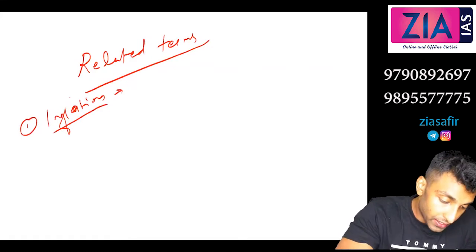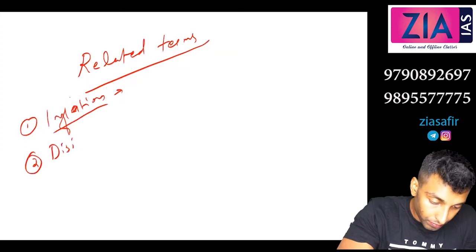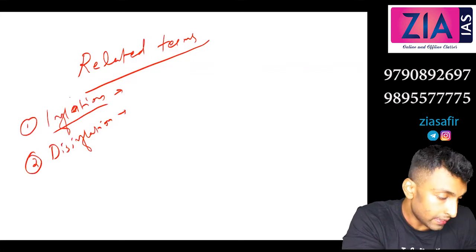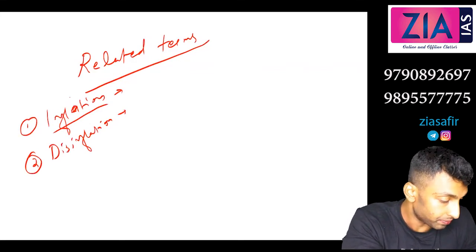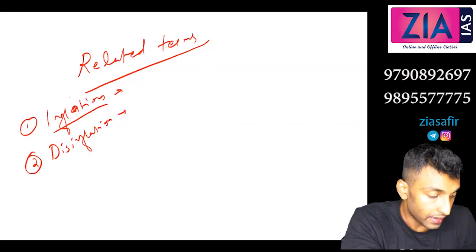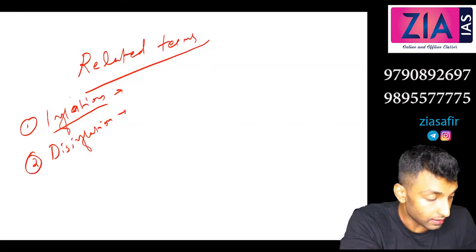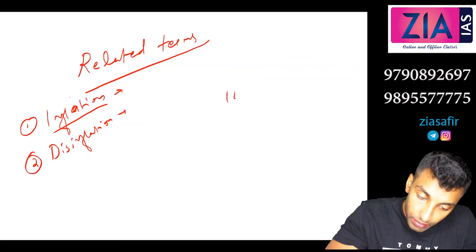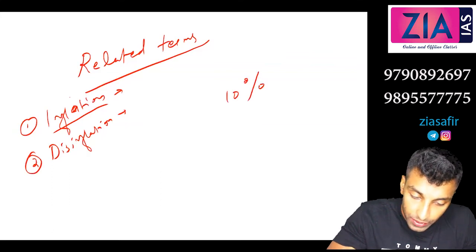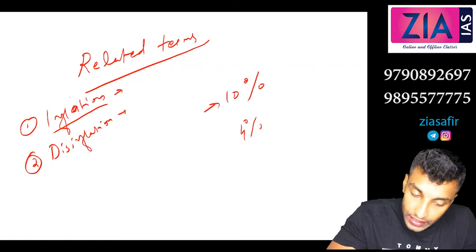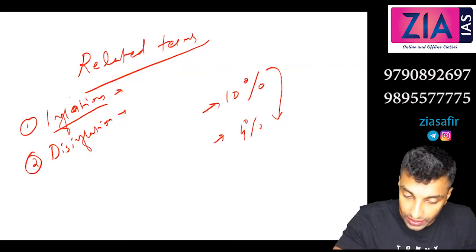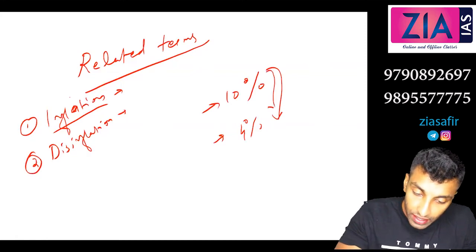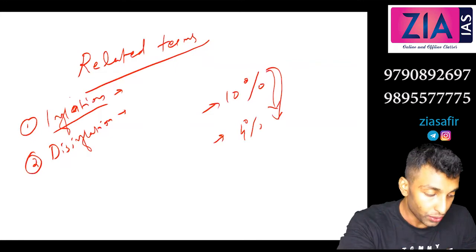Second one, disinflation. Right there, it is a reduction in the rate of inflation. For example, before, inflation was 10%. Now it is 4%. In both cases, inflation is there, but there is a reduction in inflation. Deflation is different. Deflation is negative inflation. Here there is a reduction in inflation. So you write one sentence there.